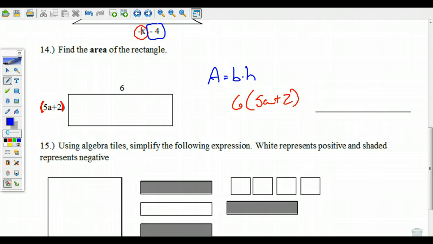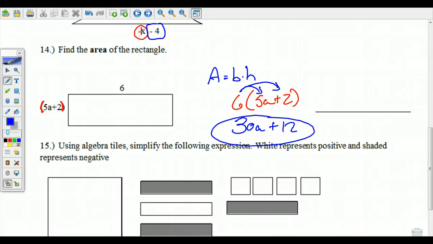So when you multiply these out, what you have to do is distribute. All it is is turning it into a distributive property question. So the answer is 30a plus 12.